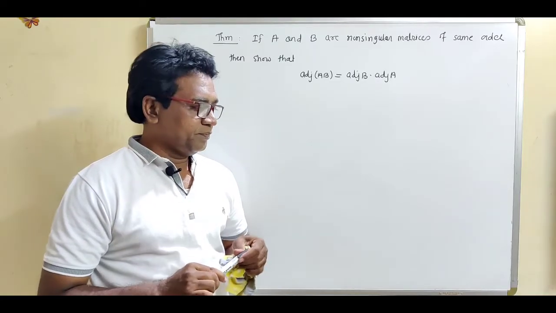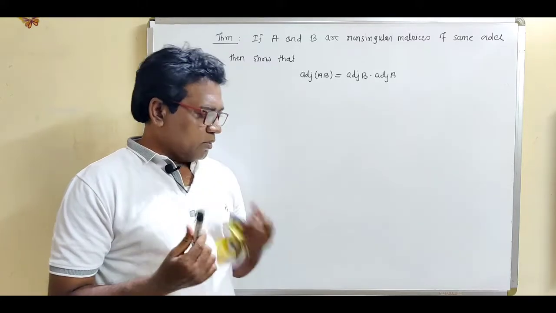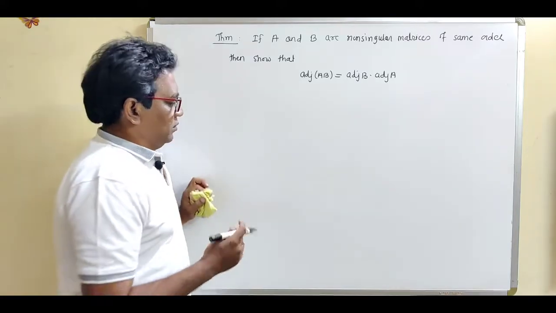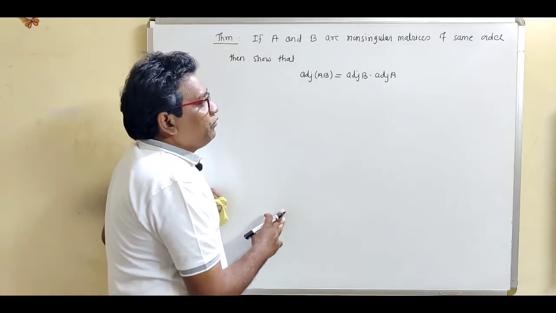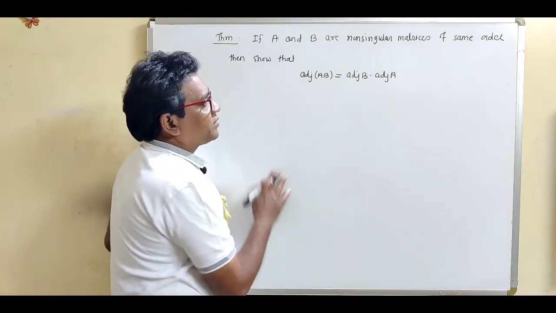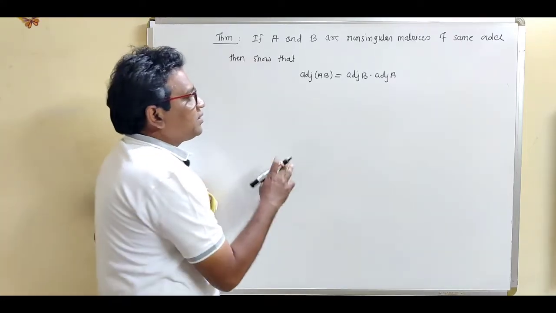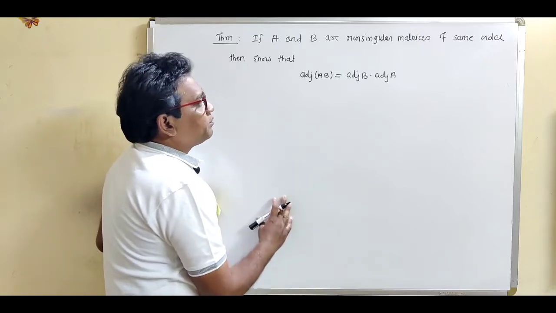So friend, last time we have seen one theorem on adjoint of square matrix. Now see what is that statement of that theorem.